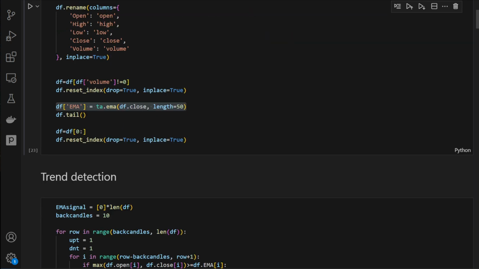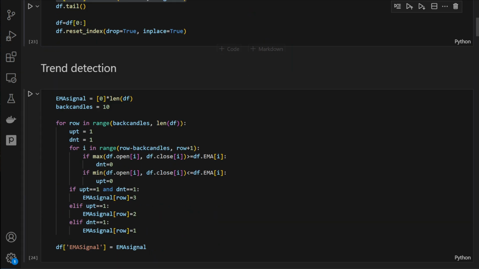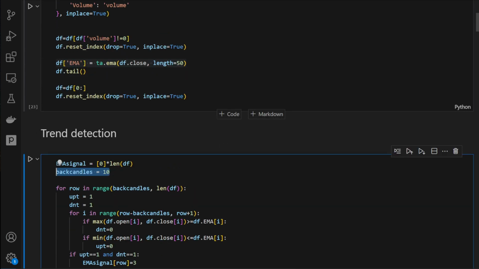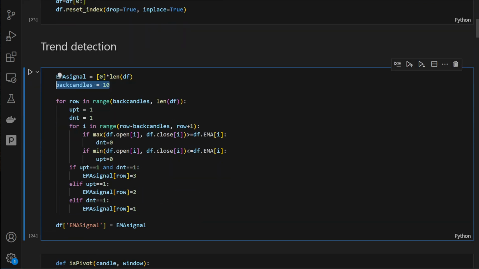And this testing above or below the moving average curve is done in this cell, which we called the trend detection cell. I'm taking back candles equal to 10. In other words, for each current candle, I'm checking the previous 10 consecutive candles. If these 10 candles are all above the exponential moving average, then we have a signal equal to 2. It's an uptrend. If they are all below the moving average curve, we have a downtrend, so the signal is equal to 1. And in any other case, we either have 0 or we have 3 as a signal.